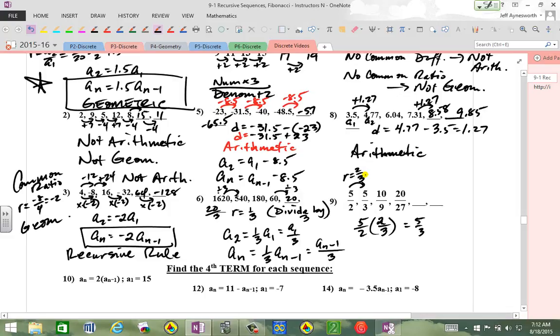Okay, so let me see. When you take 5/3 times 2/3, let me just check, you get 10/9. Oh, it is working. So here you're going to multiply by 2/3. There's your common ratio, R. Common ratio. Okay, so it's geometric.